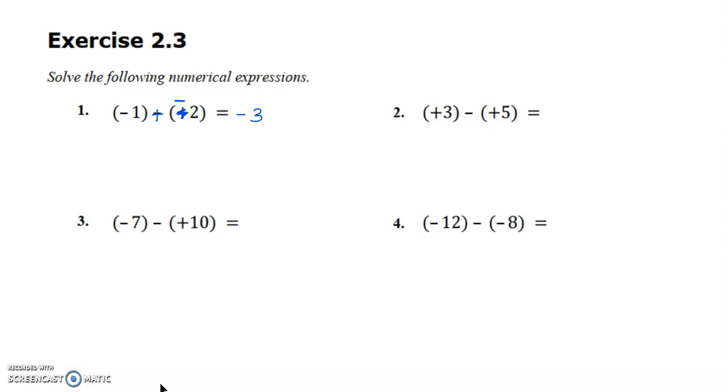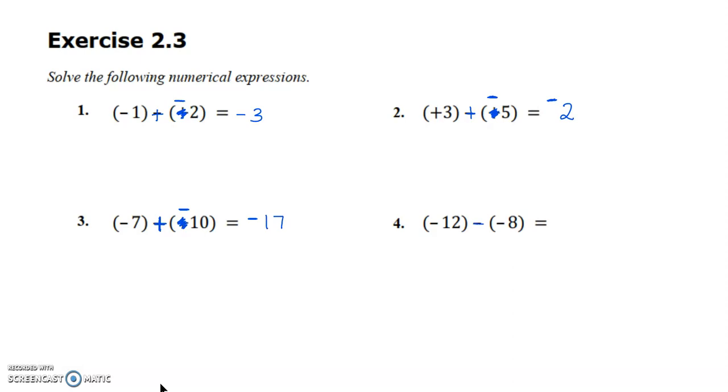Number 2, I have subtraction. I'm going to change and make the positive 5 a negative 5, change it to its opposite. Now I have to compare these. 5 minus 3 is 2, and because the 5 is the greater number, it's going to be negative 2. For number 3, I'm going to change the subtraction to addition and change the positive 10 to a negative 10. I have negative 7 plus negative 10. I can combine the integers and keep the sign, negative 17.